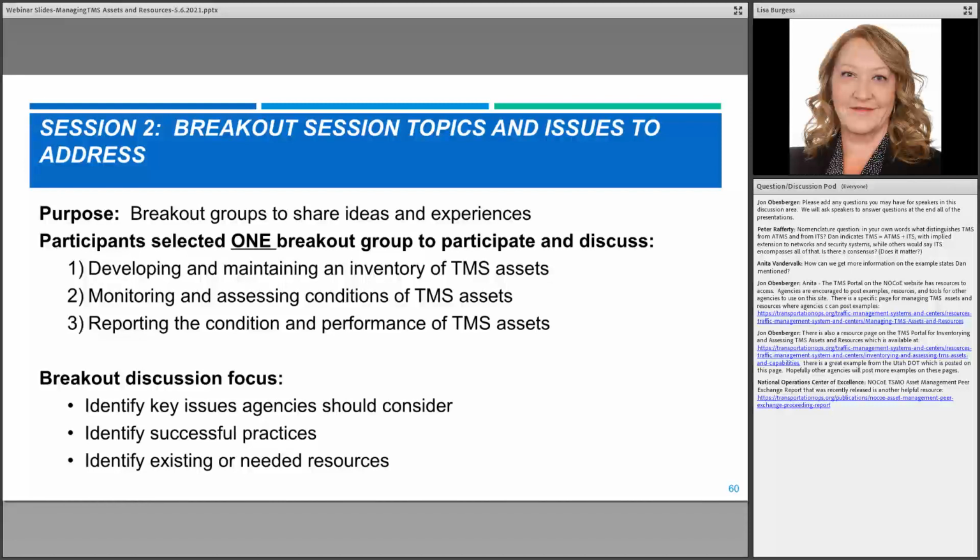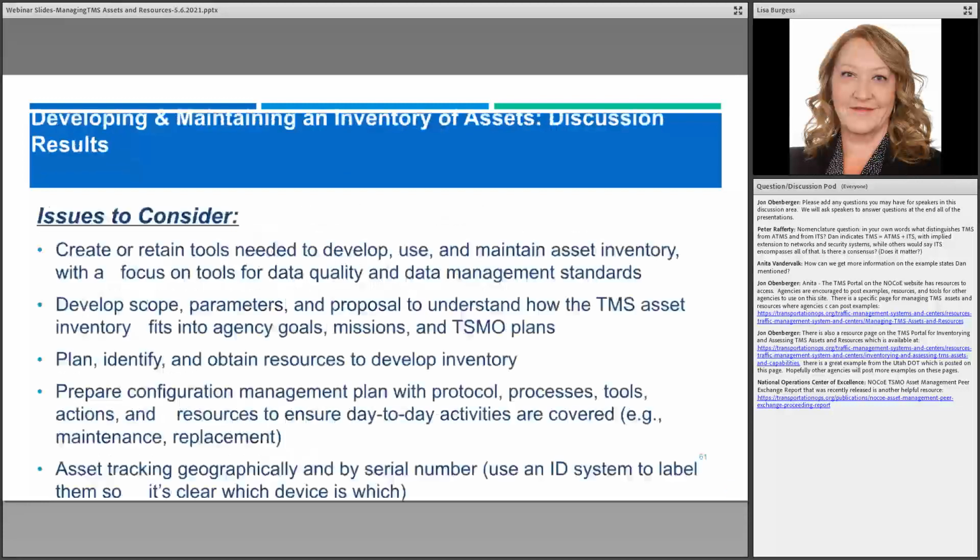So participants were assigned to one of three breakout groups. We formulated these groups based on the topics: developing and maintaining an inventory of the TMS assets, monitoring and assessing conditions, reporting the conditions and performance. And we actually had a couple of smaller breakout groups within each one of these themes. That way the groups were not an overwhelming size, and it really allowed for a lot of dialogue and very active participation. So we've gone through and summarized some of the feedback that we got from those breakout groups, and I'm going to highlight some of the outcomes, many of which we've already talked about as part of some of the earlier presenters. So the first group was focused on developing and maintaining an inventory of TMS assets.